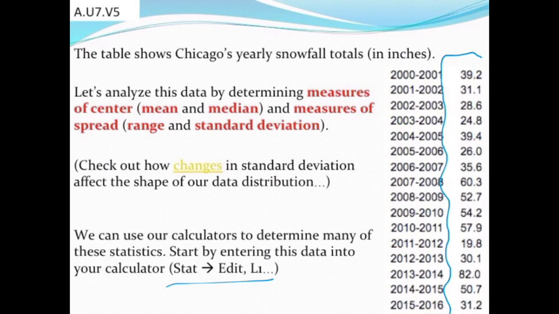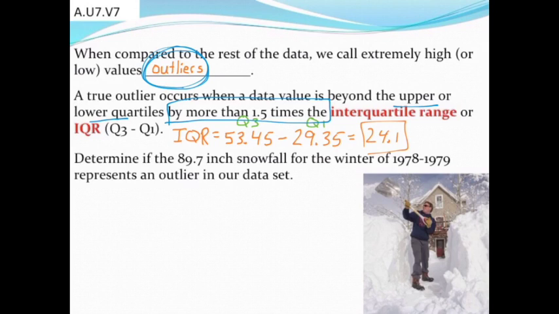Otherwise, if you are ready, let's go ahead and determine whether this sort of infamous blizzard of 1978-79, where 89.7 inches, not in a single day, but in a single season, was dumped on Chicago, really represents an outlier compared to our data. So here's how it works.